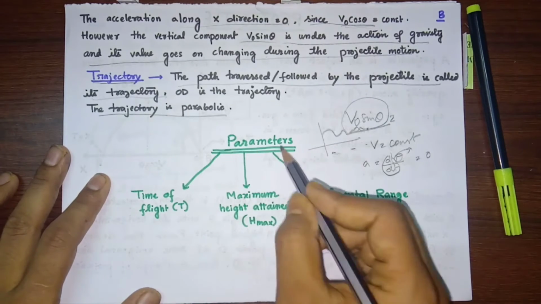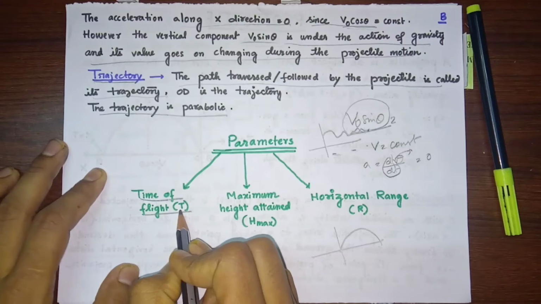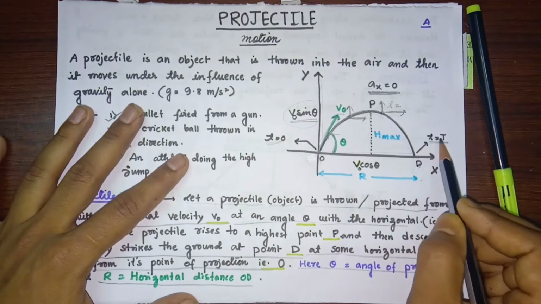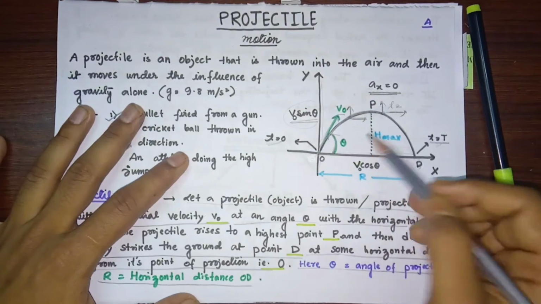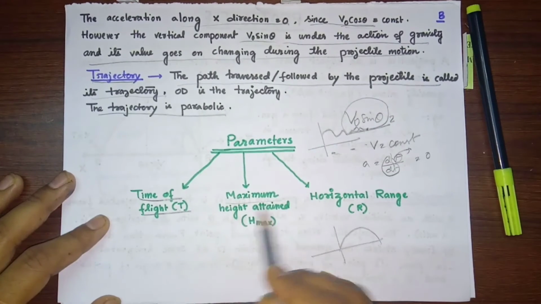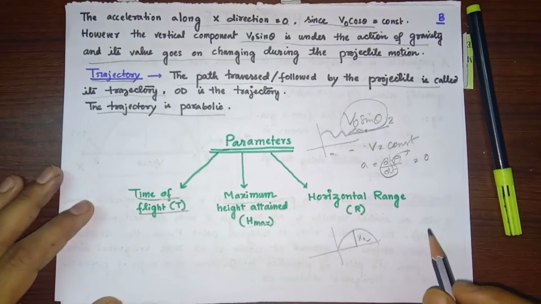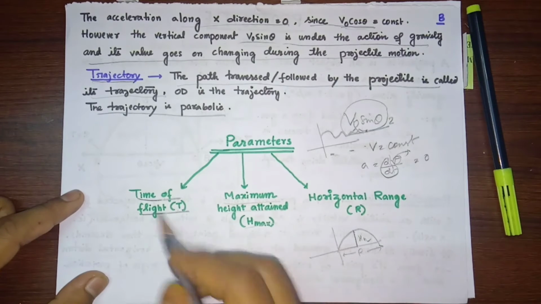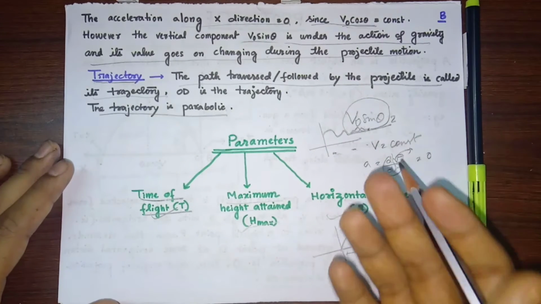And there are certain parameters which need to be found out, or which you are told to find out in the exam. That is the time of flight T, which is the time when the projectile hits the ground from the point of projection. The next one is the maximum height attained, h max. And next is the horizontal range, the distance from the point of projection, that is R. So these are the three parameters you are told to find out in the examination. Let us find them.